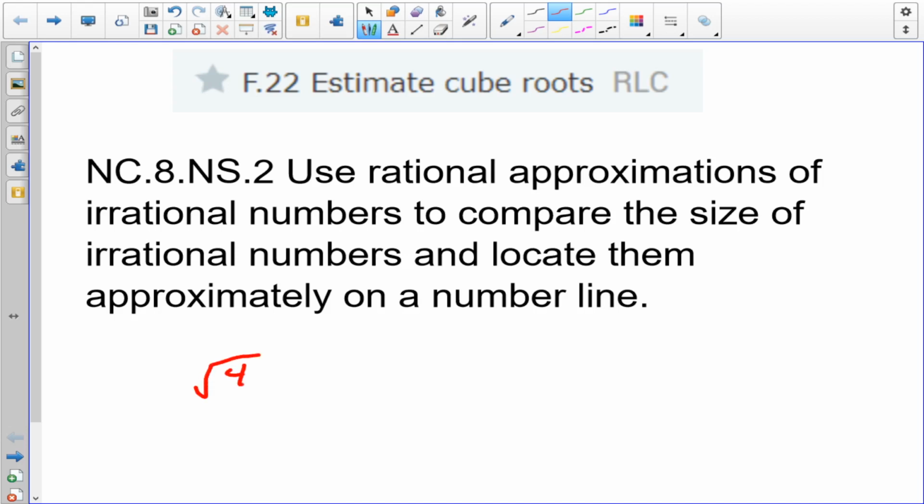Like the square root of 4 is what times what equals 4. So the square root of 4 is 2 because 2 times 2 equals 4. What about the cube root of 8?